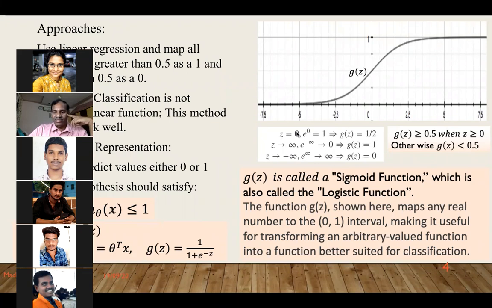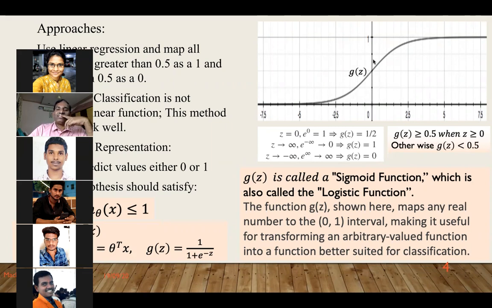So here some examples are given. Z equal to 0, e power 0 equal to 1, so when z becomes 0, you get exactly 0.5. When z is positive infinity, g(z) becomes 1. For negative infinity, it becomes 0. So g(z) is greater than or equal to 0.5 when z is greater than or equal to 0. Otherwise, g(z) is less than 0.5.